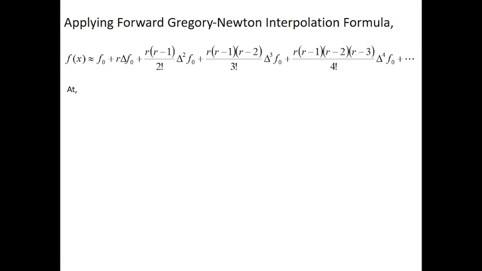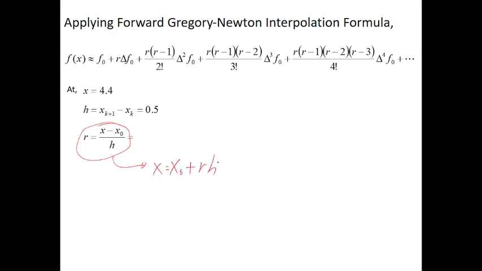Now, x is 4.4. We are to determine the cube root of 4.4, right? So x now is 4.4. Now h is 0.5 as computed in the previous slide. And r is x minus x sub 0 over h. Actually, this is derived from the equation x equals x sub 0 plus rh.